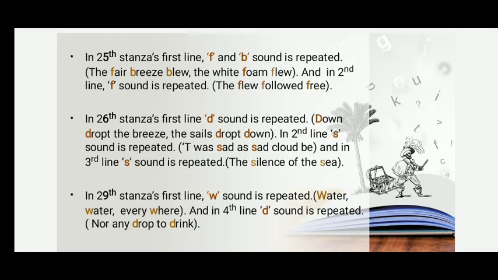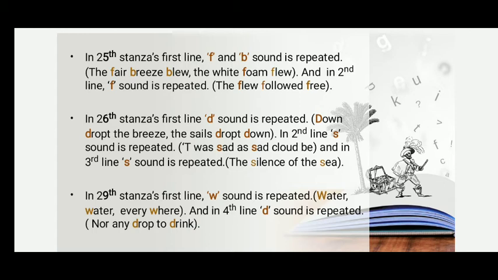In third one, 25th stanza, first line, F and B sound is repeated. Let's see. The fair breeze blew, the white foam flew. And in second line, F sound is repeated. The furrow followed free.